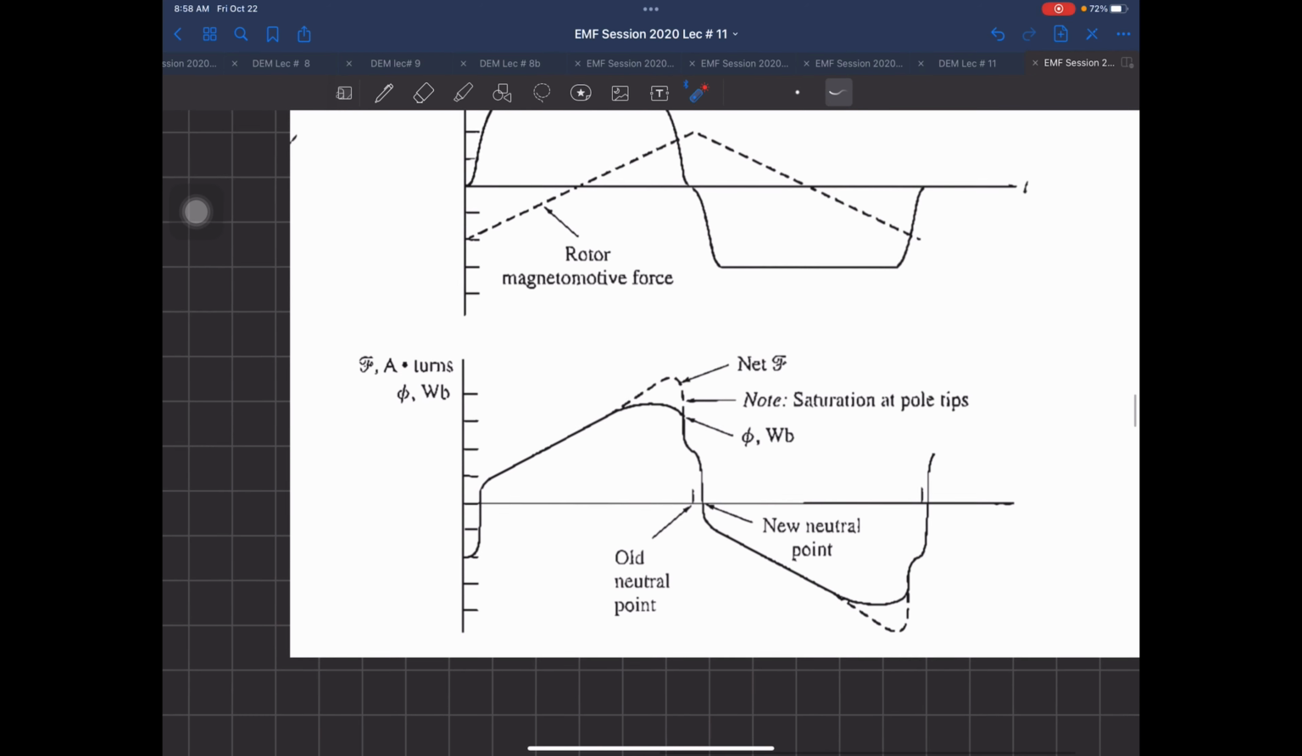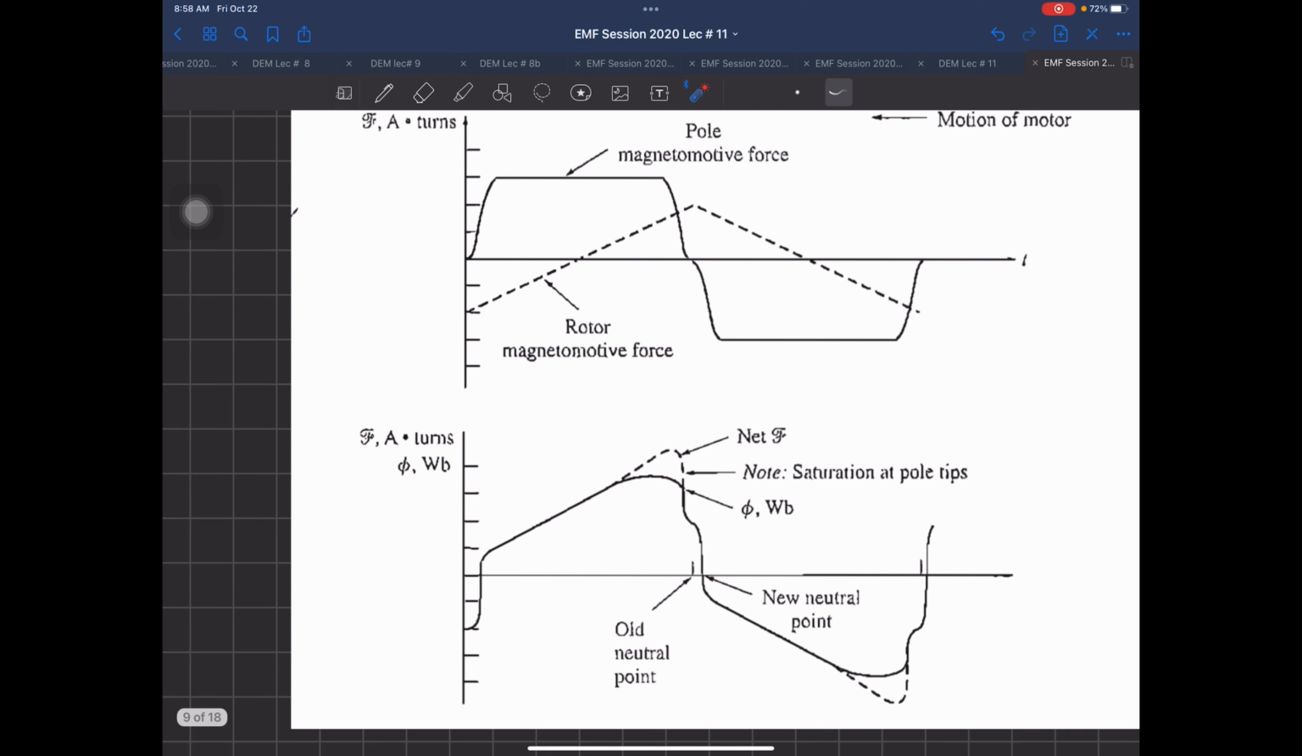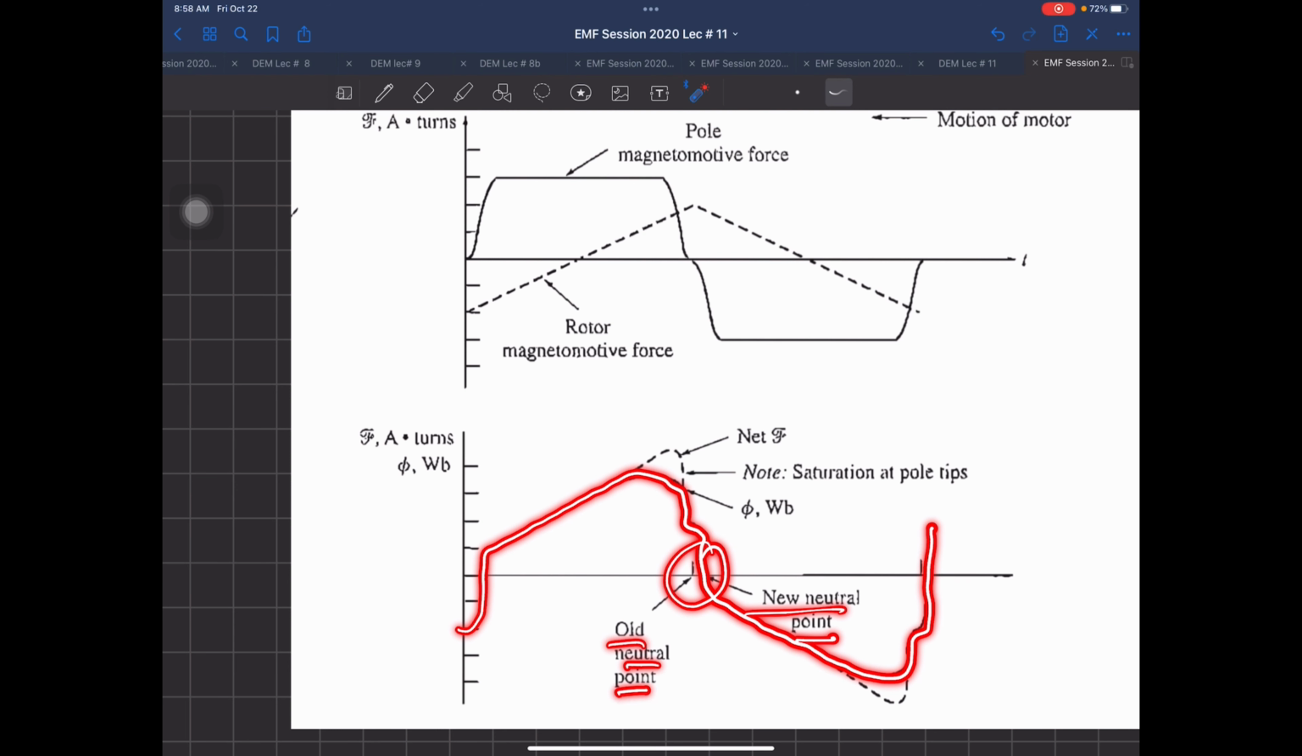So this is a waveform showing you that because of your phi F and your phi A, the net magnetic field takes this form, showing you the new neutral point and the old neutral point. The neutral point means the old magnetic neutral axis and the new magnetic neutral axis.